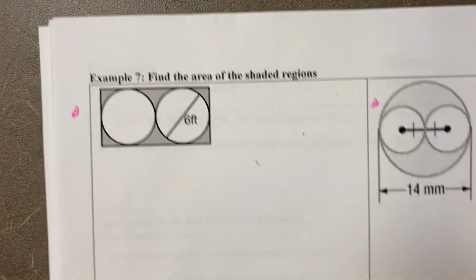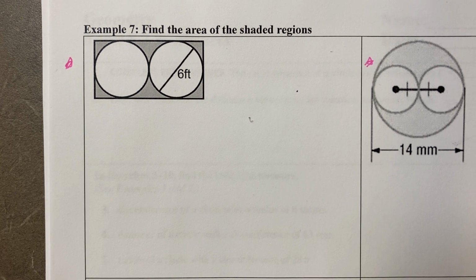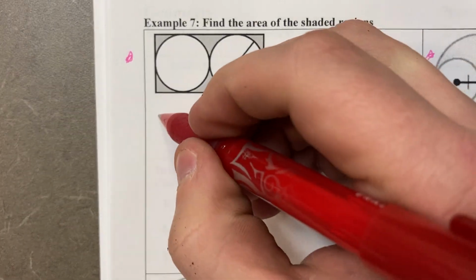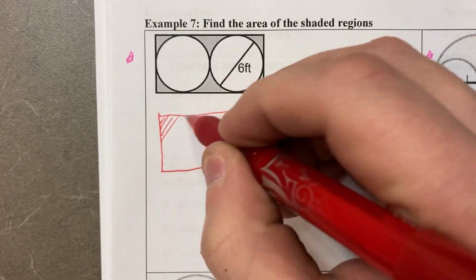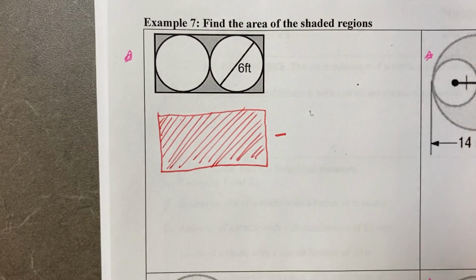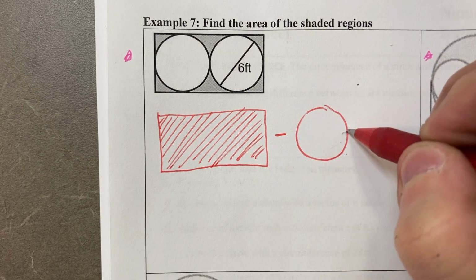And now we are going to turn the page over and do some of these problems. This is the find the area of the shaded part. So what we have to do is subtraction. For this particular part, we are going to start with finding the area of a rectangle, and then we're going to subtract two circles.